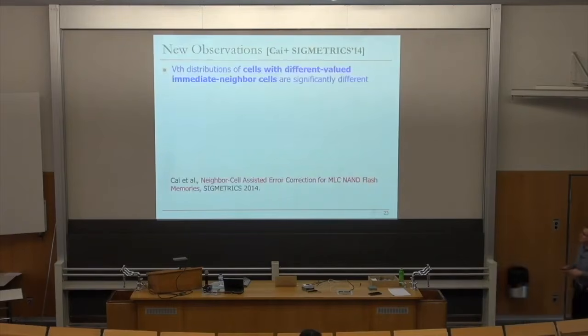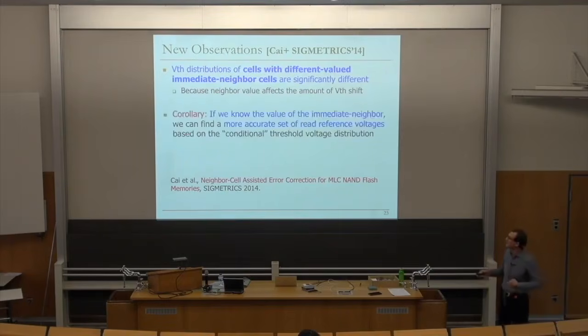So basically, if you make that distribution conditional on the adjacent cell's value, you can see that that distribution is very different now. So basically, the threshold voltage distribution of cells with different valued immediate neighbor cells are significantly different, because neighbor value affects the amount of threshold voltage shift that you have. So I'll show you an example of this.